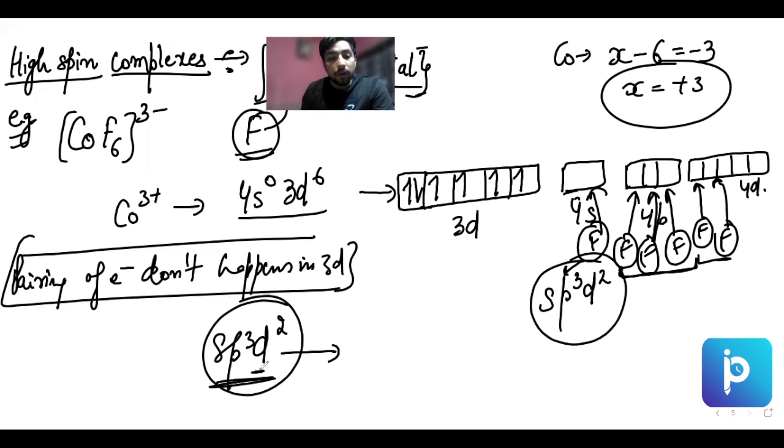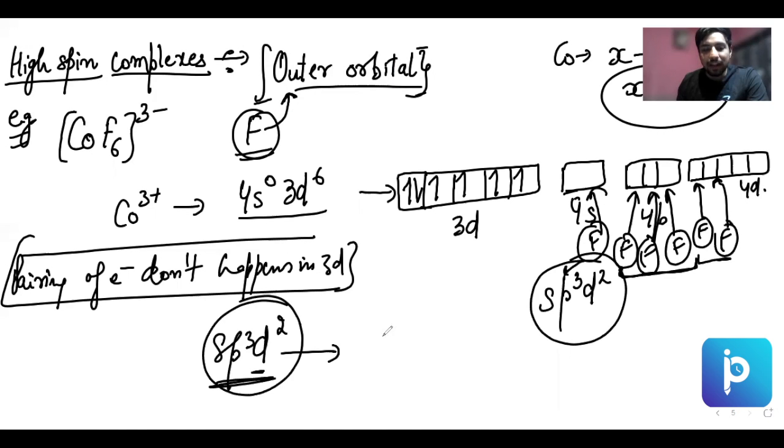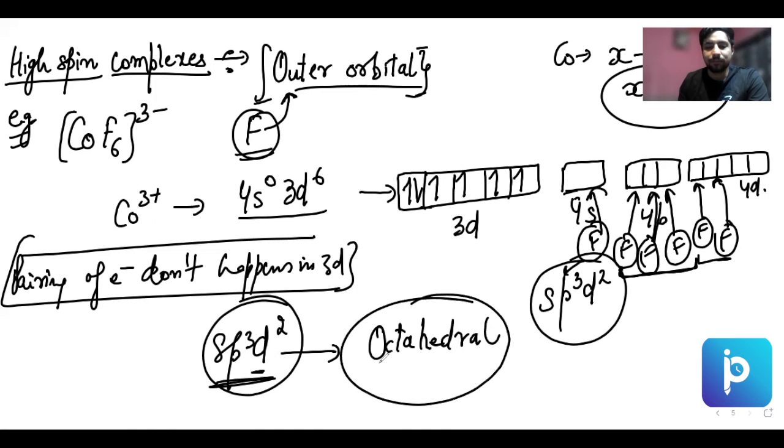Now d2, which is written after the sp3, denotes that outer d orbitals have been utilized over here. And in this case, again, the geometry will be octahedral. Whenever we have the coordination number 6, the geometry will always be octahedral only.